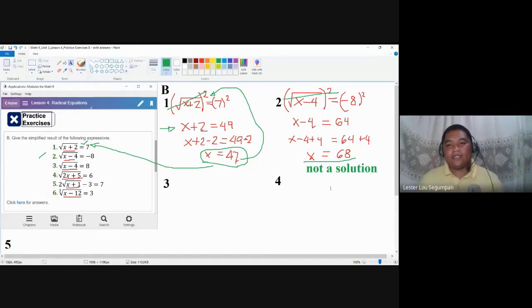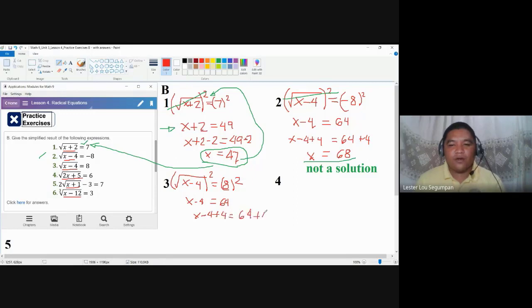If the value of the variable does not satisfy the given equation, it's an answer but not a solution. Let's not complicate ourselves. A solution is the only value of x which can make the equation true. Number 3. In number 3, you have the square root of x minus 4 equals positive 8. So probably we can get an answer here. Again, we square both sides. So you have x minus 4 equals 64. And then you add 4 to both sides.